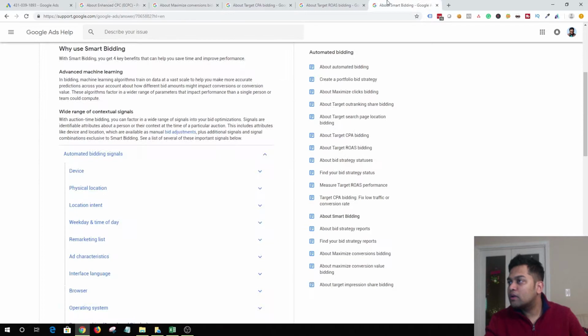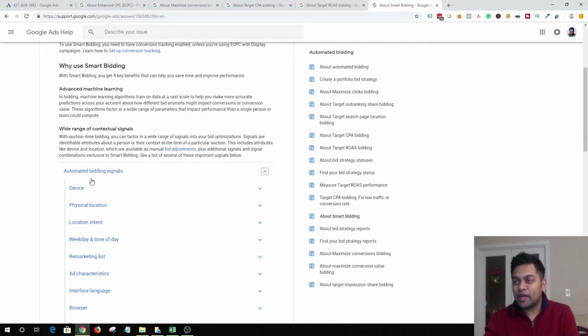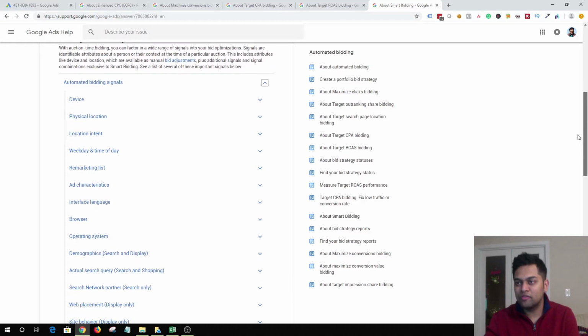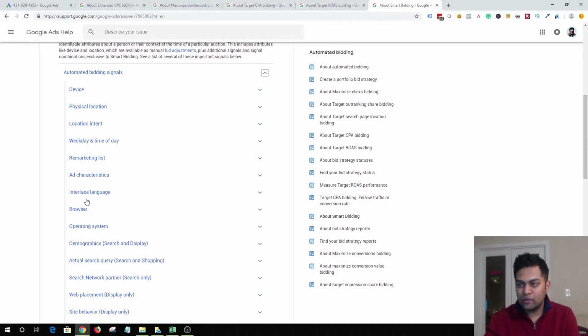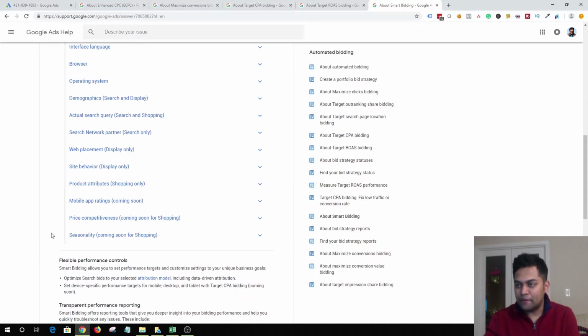And as you can see, I had a link here. If you go to this web page about smart bidding, you can get to know all the different automated bidding signals, and it's just insane. Look at the amount of information: device, location, language, browser, demographics, and so many different attributes that come into play when it comes to smart bidding. So the more information you provide Google, and the more conversions you have in your account, the more likely Google will succeed.